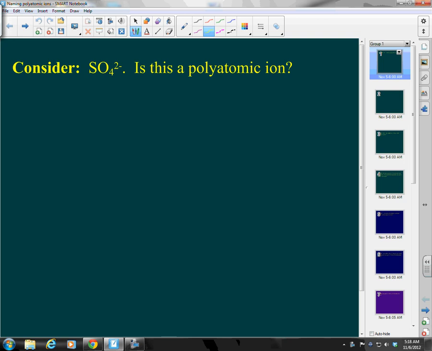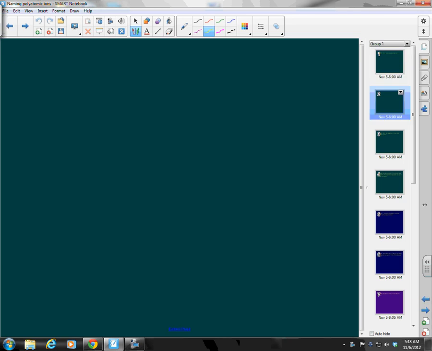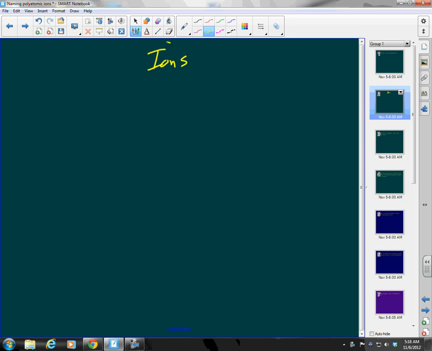Okay, so let us consider SO4 2 minus. Is this a polyatomic ion? Well, we need to take some notes, right? So let's start up here with ions. What are ions? Ions are atoms with a charge. We remember that. How do you get a charge? You either gain or lose electrons.